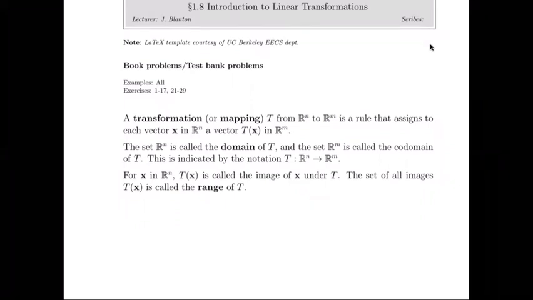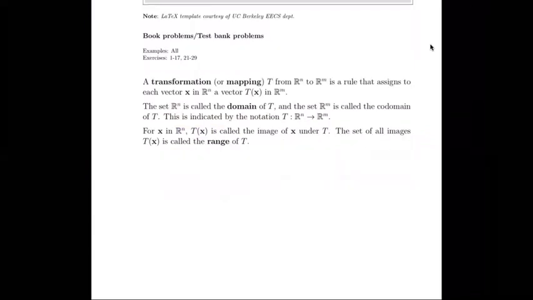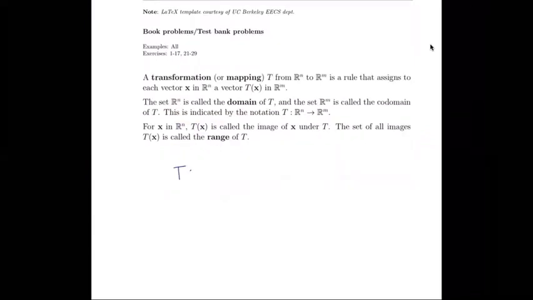So Rn in this case, we're picking up objects in Rn, plugging them into the transformation T, and it's giving us out a value in Rm, which is the range. So the set of elements we map from is the domain, and the set of elements we map to is the range. This is often written like this: T from Rn to Rm.